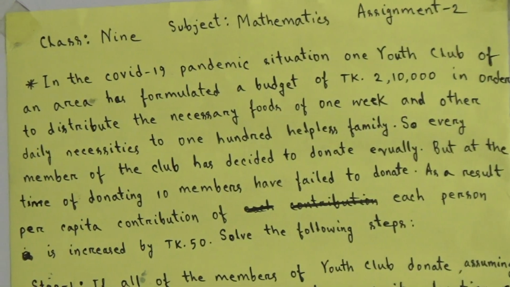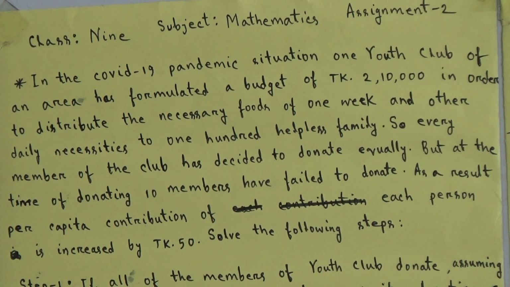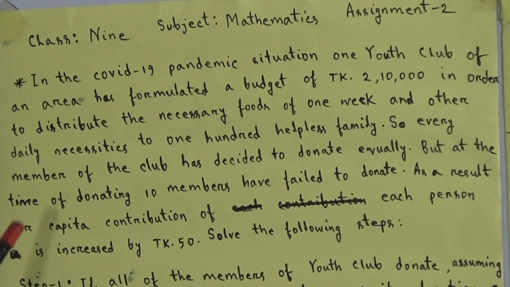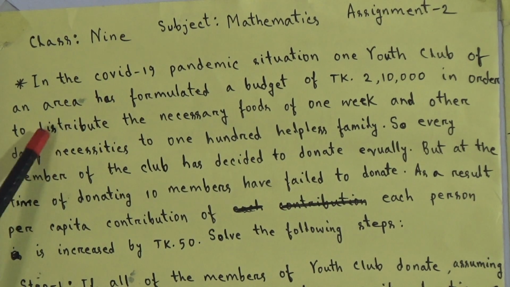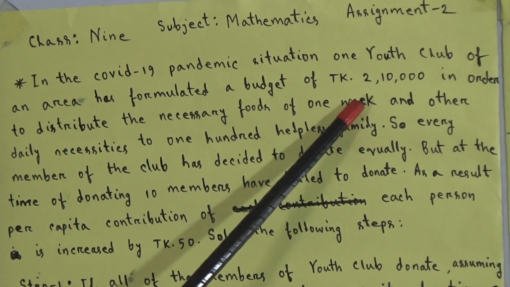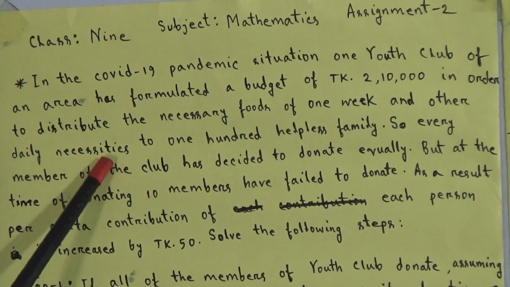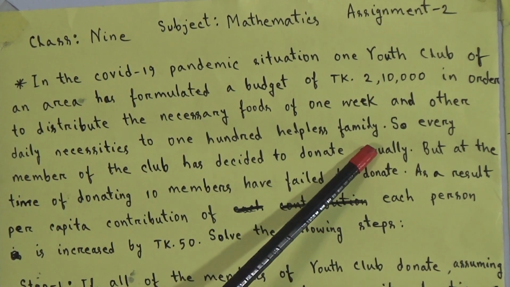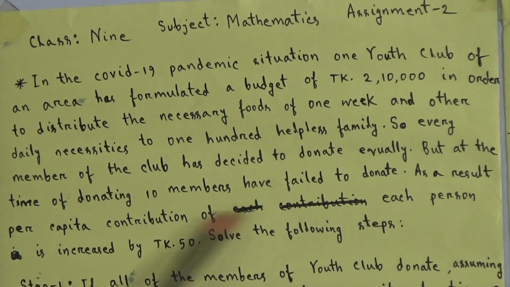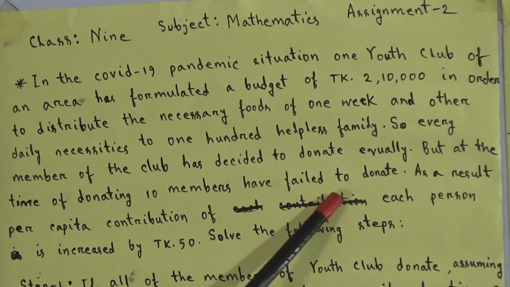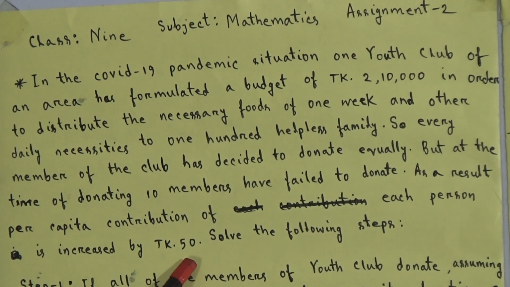At first, I will discuss the topic of mathematics assignment 2. Here, one stem is given, then we have to solve these 4 questions. The stem is, in the COVID-19 pandemic situation, one youth club of an area has formulated a budget of ₹2,10,000 in order to distribute the necessary foods of 1 week and other daily necessities to 100 helpless families. So, every member of the club has decided to donate equally. But at the time of donating, 10 members have failed to donate. As a result, per capita contribution of each person is increased by ₹50.